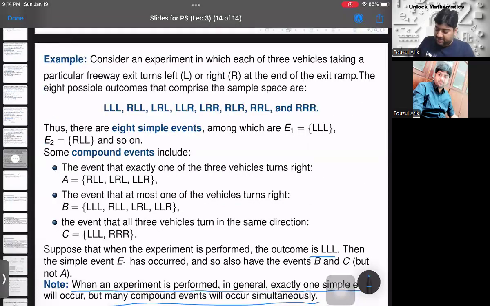Like in this example, look at event B and event C. They are not mutually exclusive events, right? Because their intersection is not a null event, because they have a common outcome. Whereas the event C and the event A are mutually exclusive. Why? Because their intersection is a null event. Therefore, they are mutually exclusive.